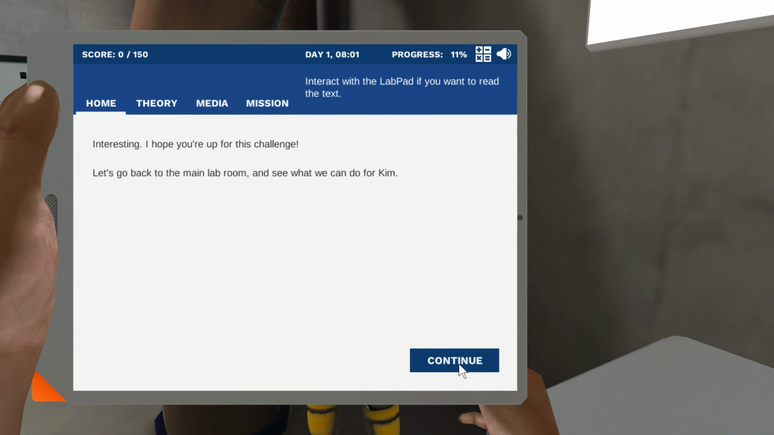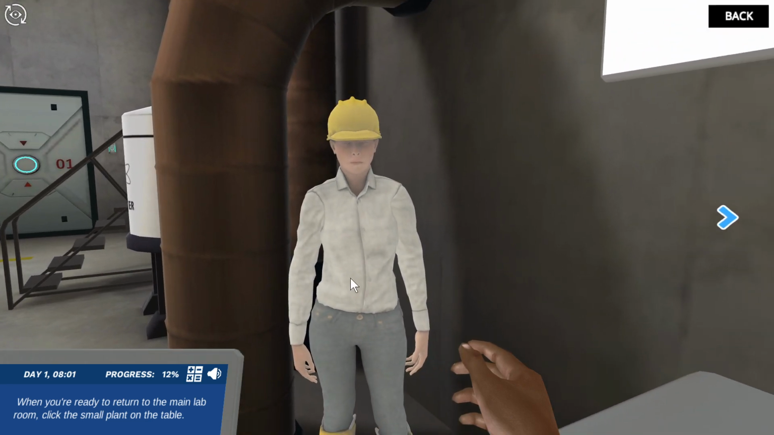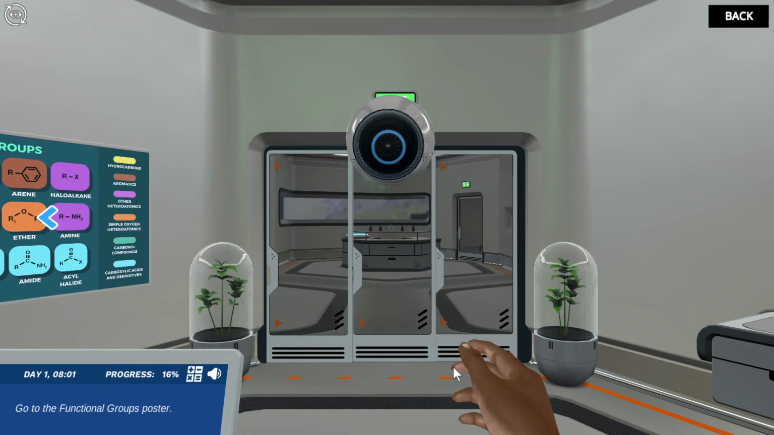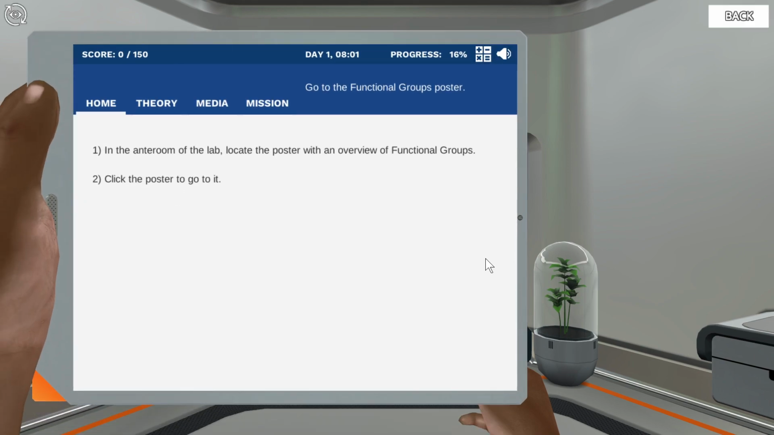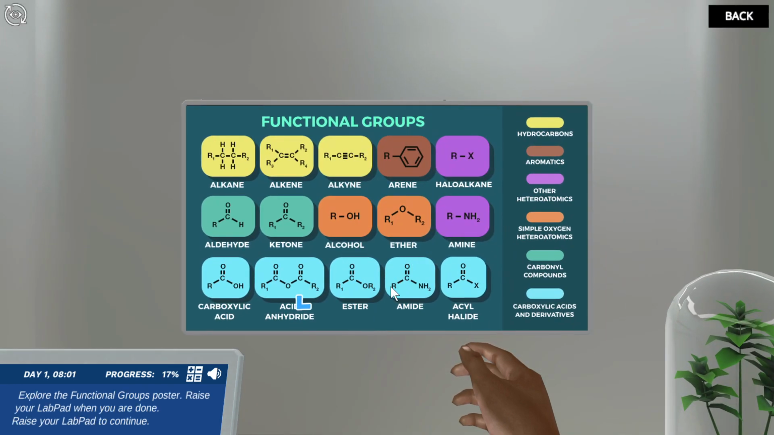Interesting. I hope you're up for this challenge. When you're ready to return to the main lab room, click the small plant on the table. So that you can help Kim, we need to bring you up to speed on the fundamentals of elimination reactions. Go to the functional groups poster. Explore the functional groups poster.